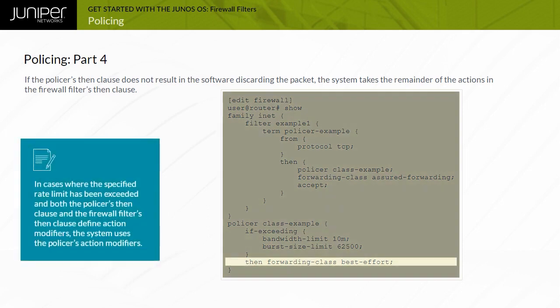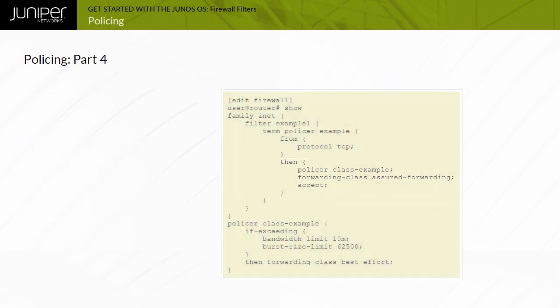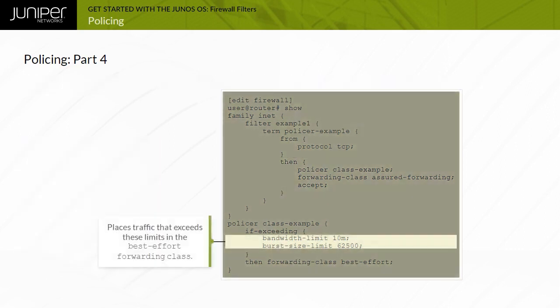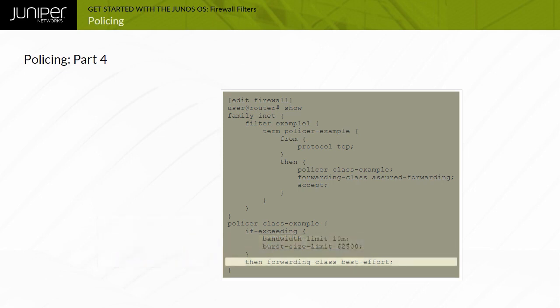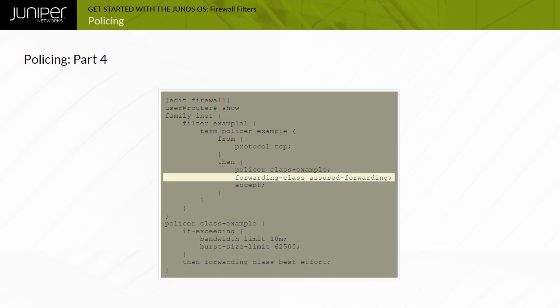Note that in cases where the specified rate limit has been exceeded and both the policer's then clause and the firewall filter's then clause define action modifiers, the system uses the policer's action modifiers. For example, this firewall filter polices all TCP traffic that exceeds 10 Mbps with a 62,500 byte burst size. It places traffic that exceeds these limits in the best effort forwarding class, whereas it places traffic that conforms to these limits in the assured forwarding class.